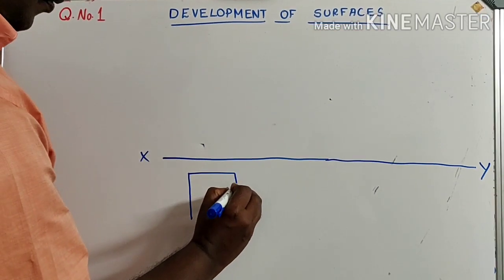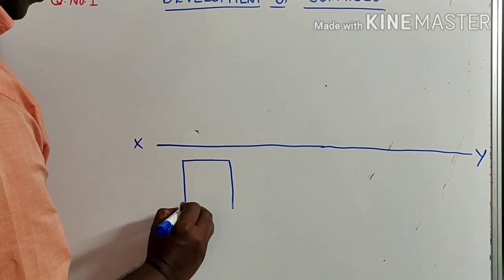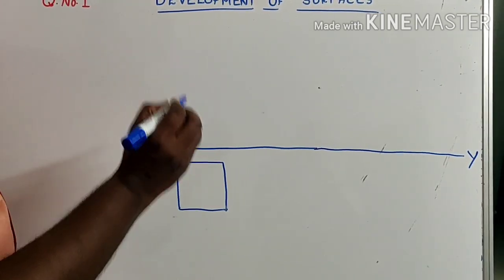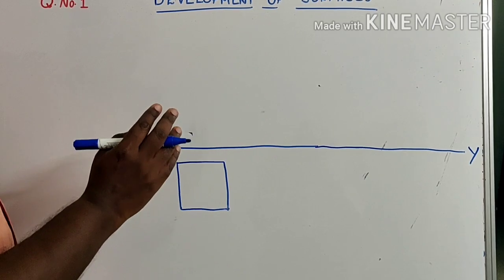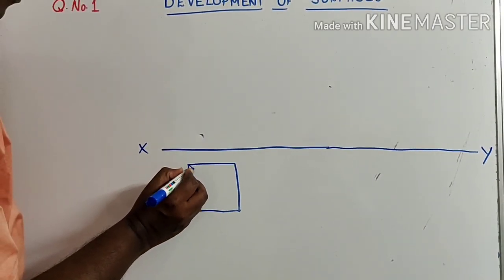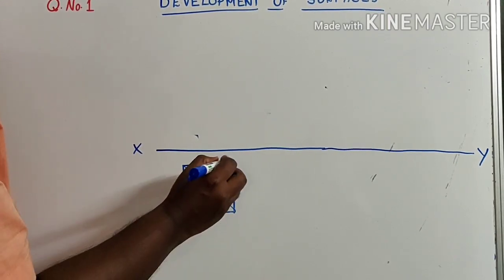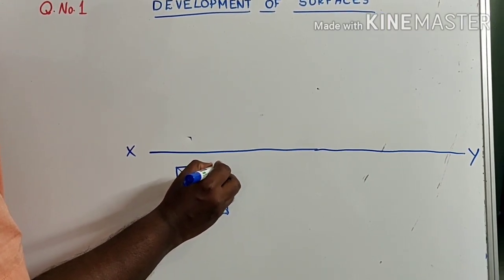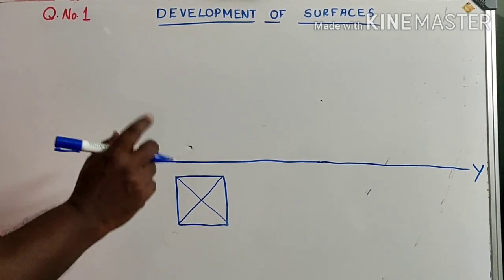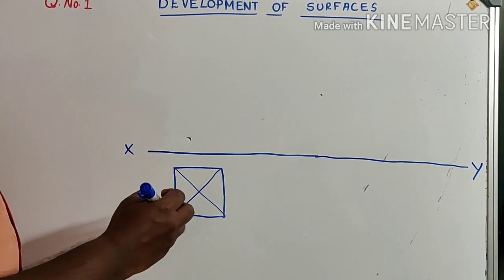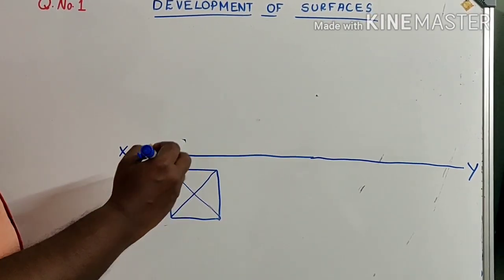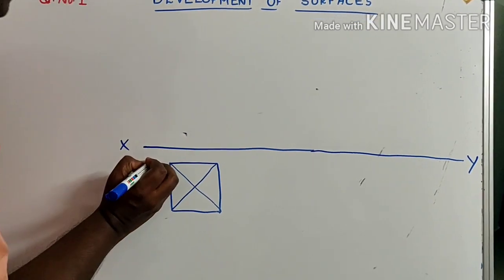This is the square prism. I am drawing the base. It is resting on the base. Even though it is not given in the question, you can assume that it is resting on the base, because when you are going for the problem of development, the position is not much relevant if it is a simple problem. But if something additional is given along with the development, then the position is important.